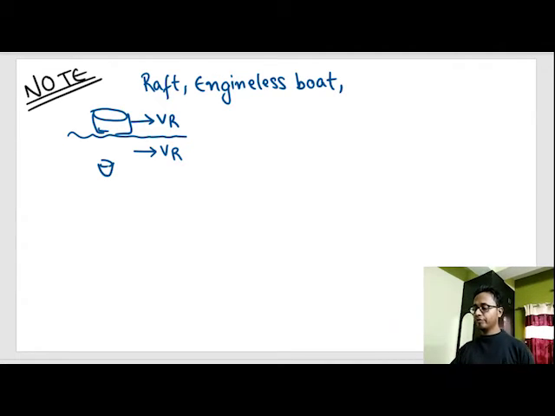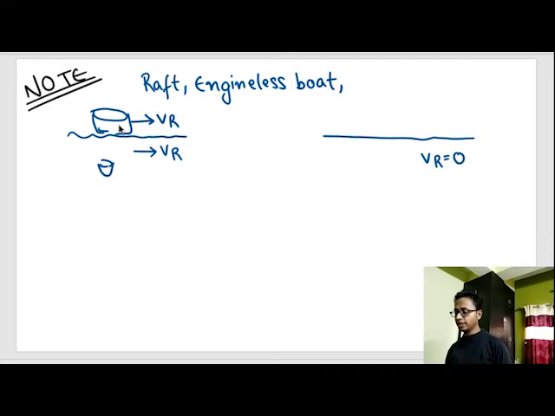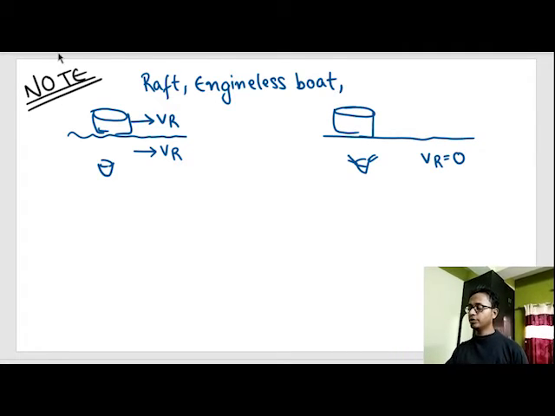Now suppose one day you went to the river and that day was very calm, the river was not flowing, or the velocity of the river is equal to 0. That means if you keep any floating object in the river, the velocity of that floating object would be 0.